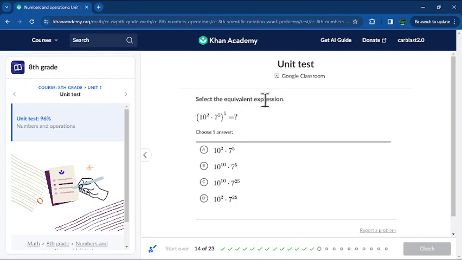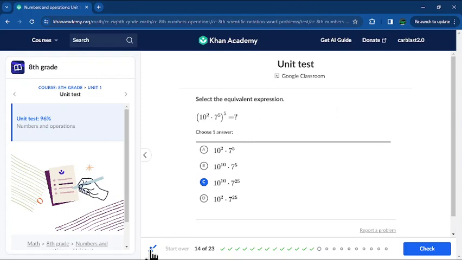Select the equivalent expression. This would be 10 to the second times 7 to the fifth, and then you raise the power to 5. So that's the same thing as 10 to the 10th times 7 to the 25th. There you go. So the answer is C.